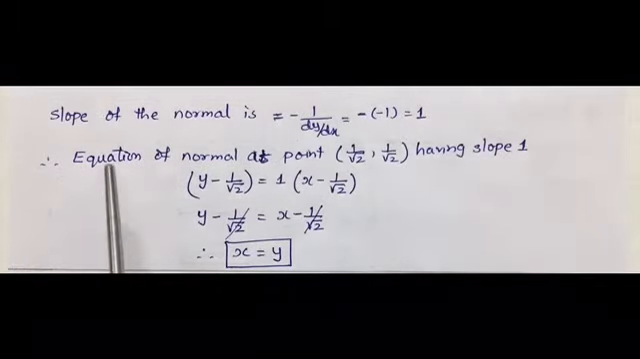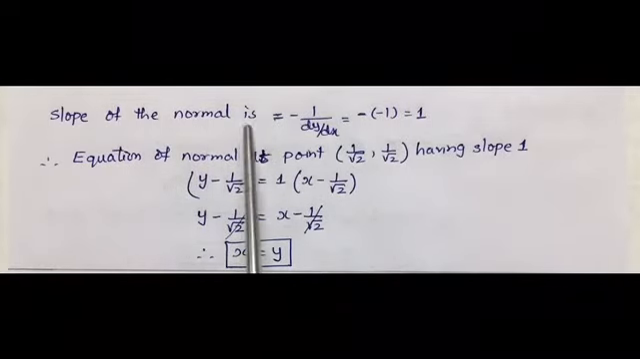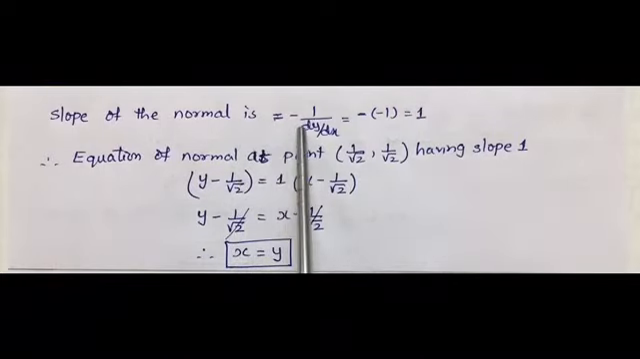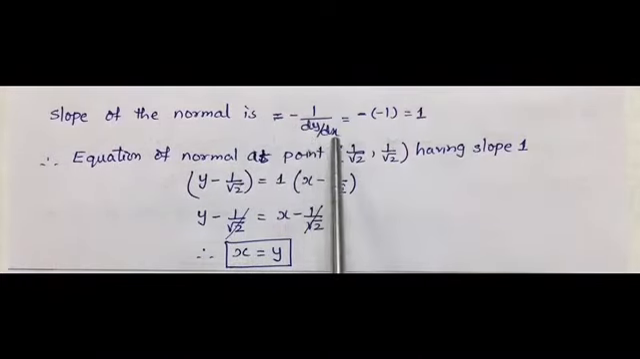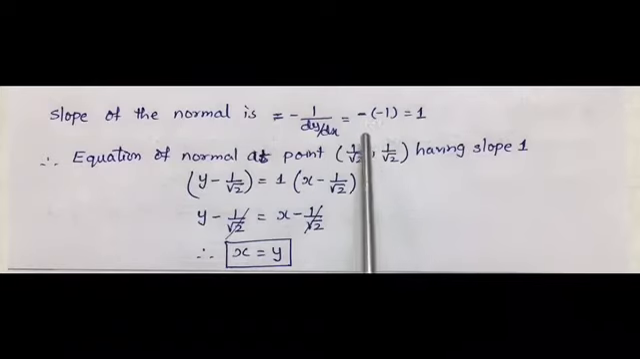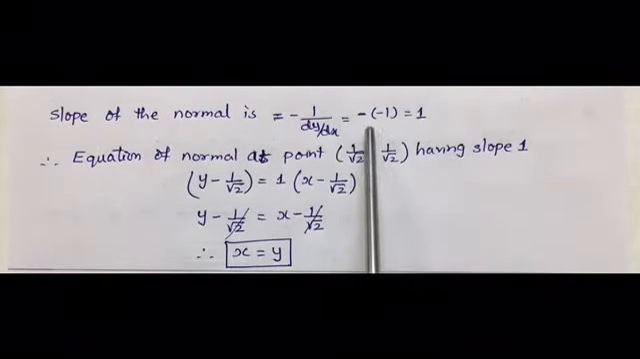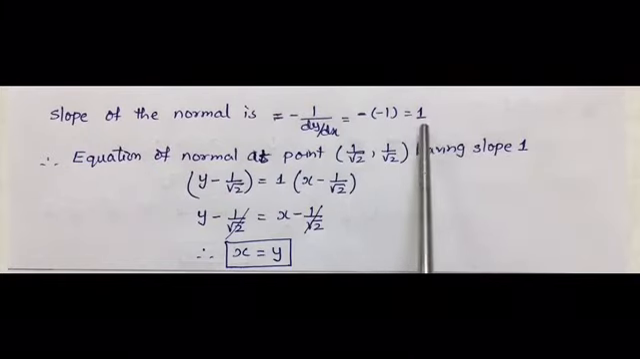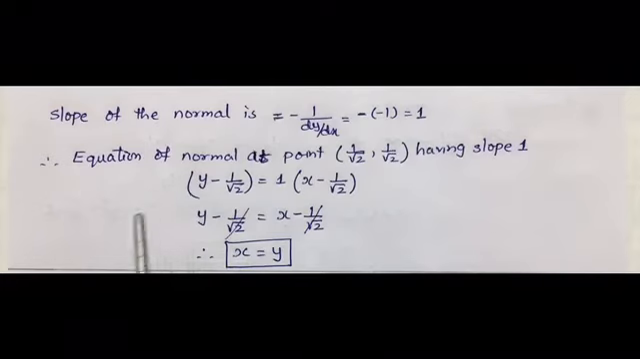Now for calculating the slope of the normal, we have to take the equation minus 1 upon dy by dx. This is the formula for calculating the normal slope. So as the slope of the tangent is minus 1, we get minus of minus 1 makes it 1. So the slope of the normal is 1.